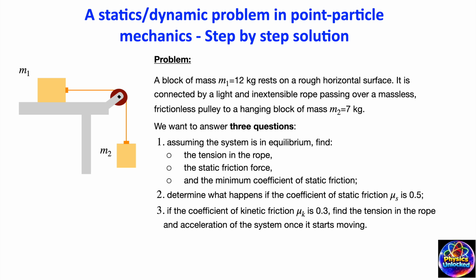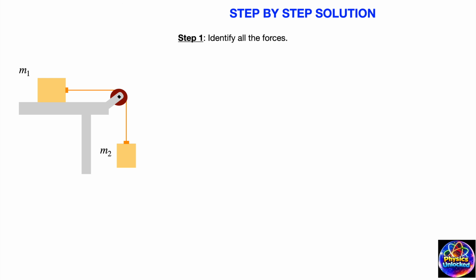Question number two is, determine what happens if the coefficient of static friction μs is 0.5. And question number three is, if the coefficient of kinetic friction μk is 0.3, find the tension in the rope and the acceleration of the system once it starts moving. So let's start with the step-by-step solution.